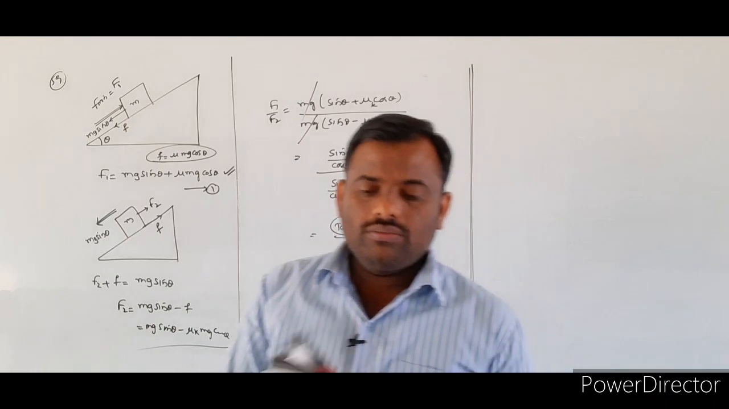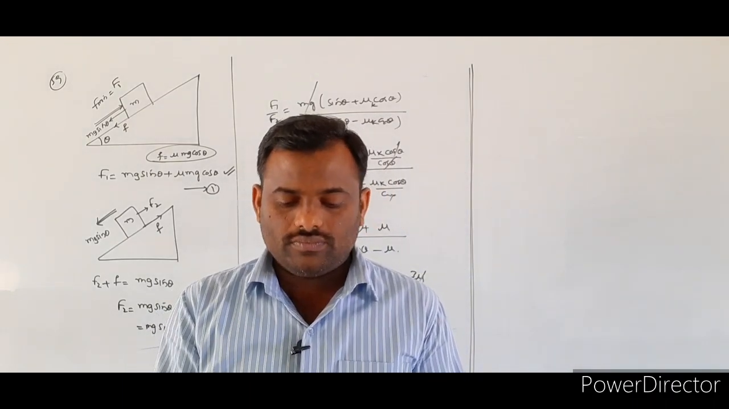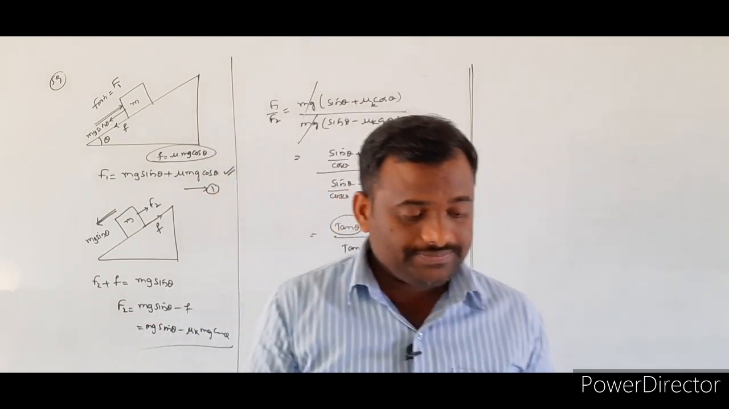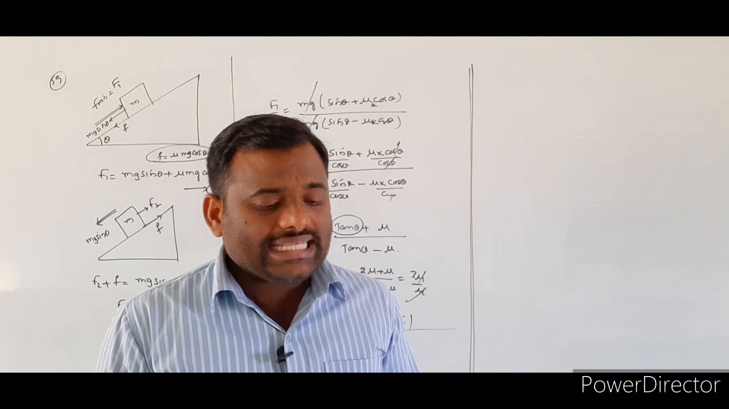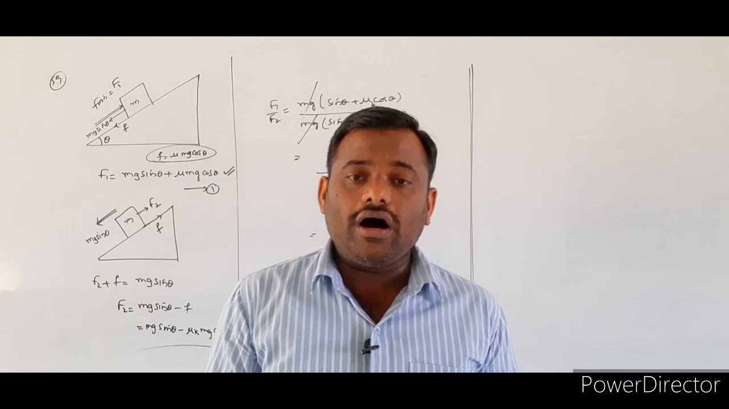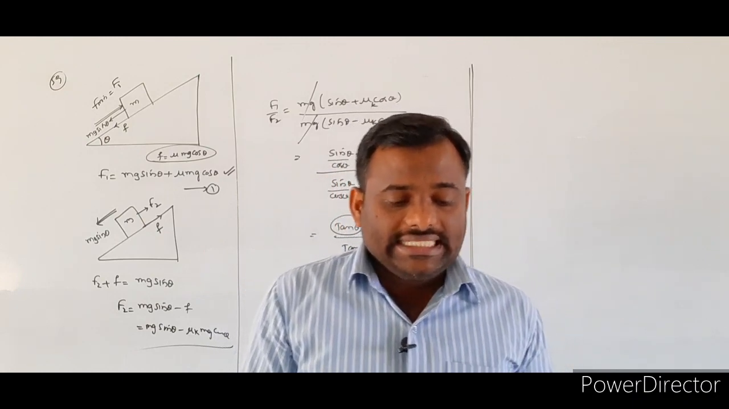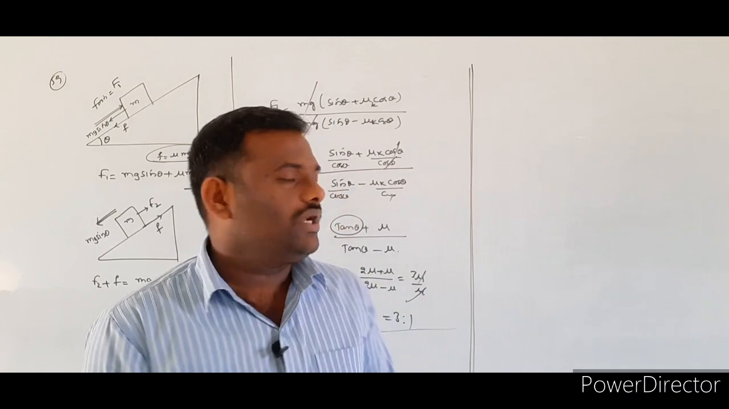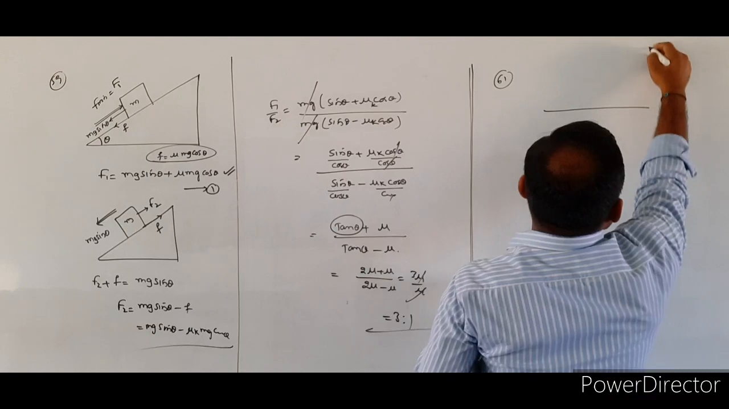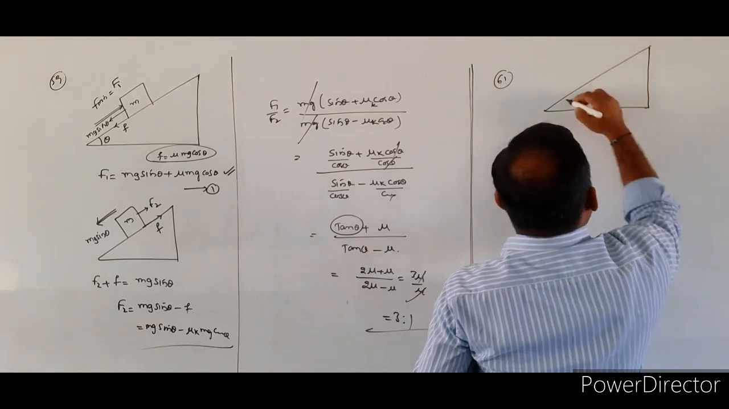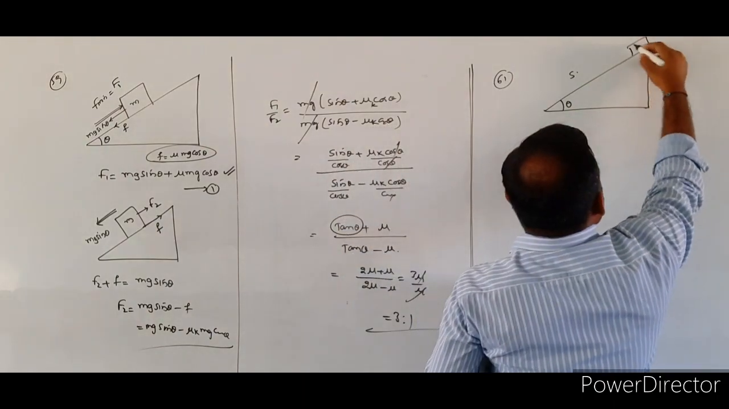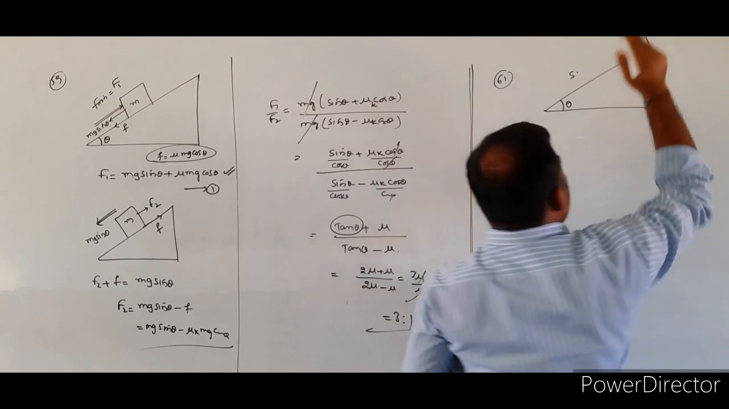Next, problem number 61. Problem number 61. A body is released from the top of a smooth inclined plane of inclination theta. It reaches the bottom with a velocity v. Which plane did they consider? Smooth inclined plane. From the top of the inclined plane, an object will be released.